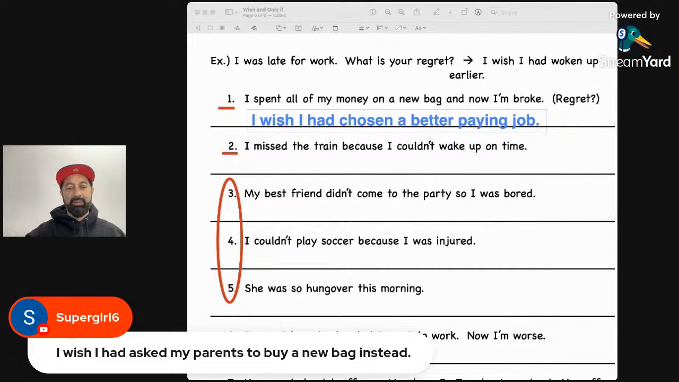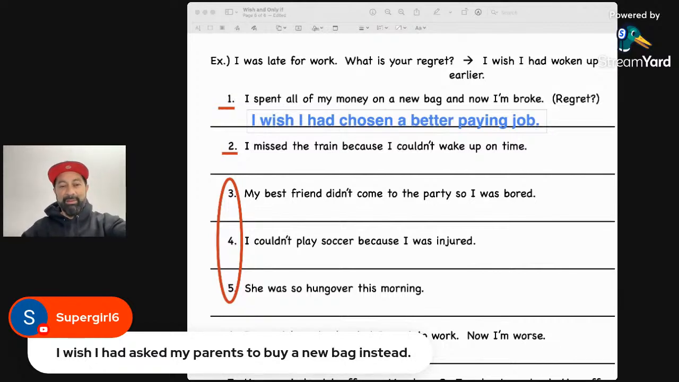Supergirl has an answer. I wish I had asked my parents to buy the new bag instead. Not the. Because you already bought it. So now the bag is specific. So we say the. I wish I had asked my parents to buy the new bag instead. Yeah, that would solve all your problems. Your parents buy it, then you're good to go.